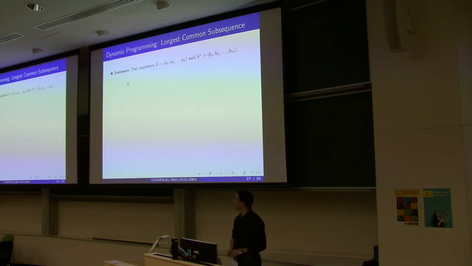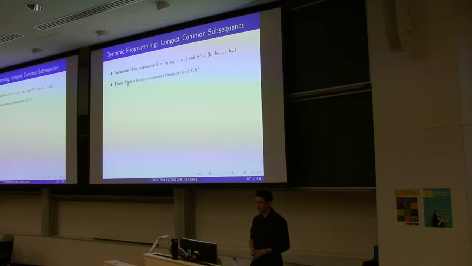So this is a setup of the problem where the instance is two sequences S and S star. Both these strings may be of different lengths. In this case, S is of length N, and S star is of length M. So this is our input. We're given two strings, and we want to find a common subsequence, and in particular, a common subsequence of maximum possible length. So this is our task.